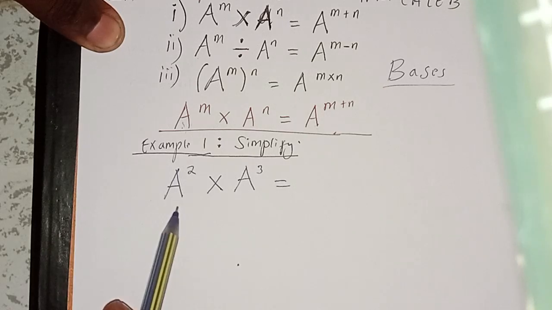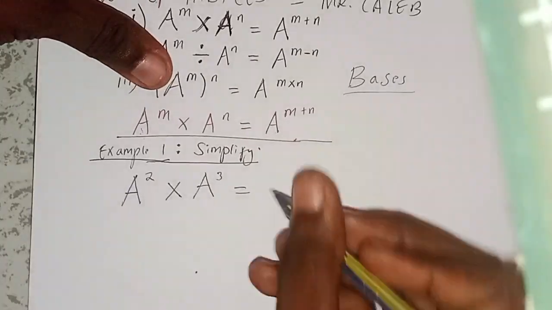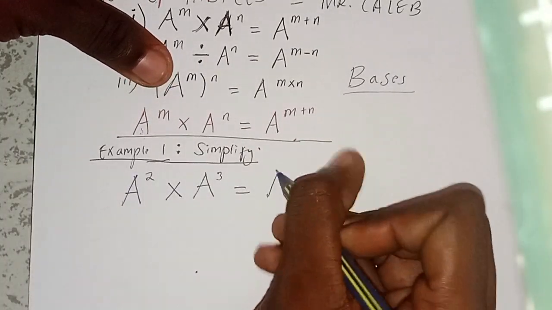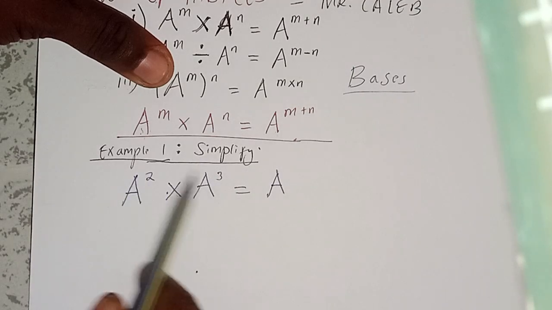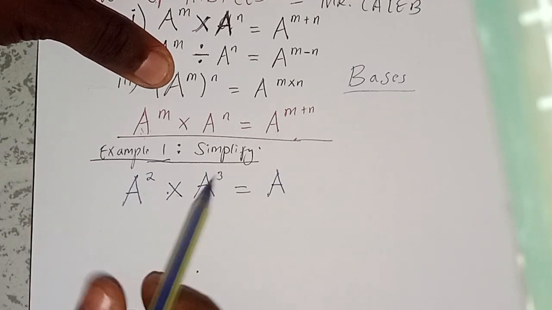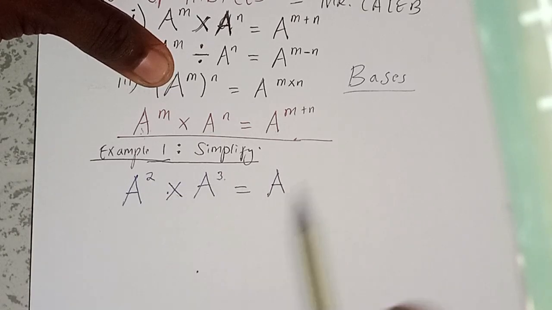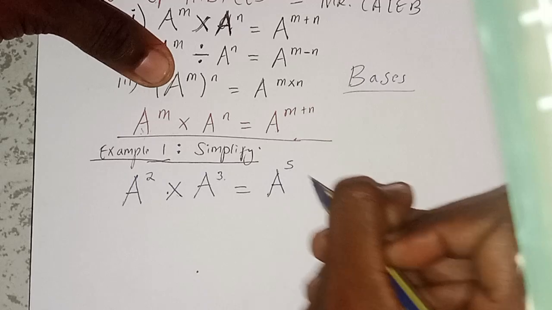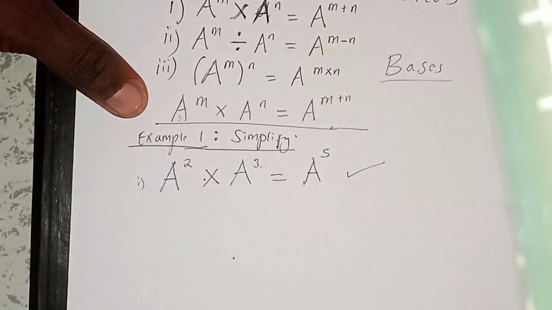First, you have to check if the bases are the same. Are they the same? Yes, the bases are the same. So we write our base first, that is base a. How do we handle the powers? Whenever we are multiplying, we add the powers. So that is 2 plus 3. What is 2 plus 3? 5. That is correct. That is the first example.